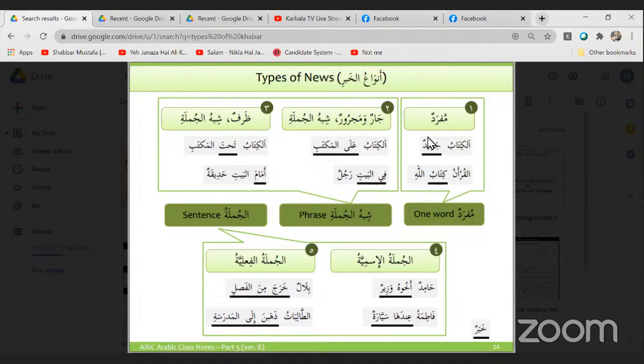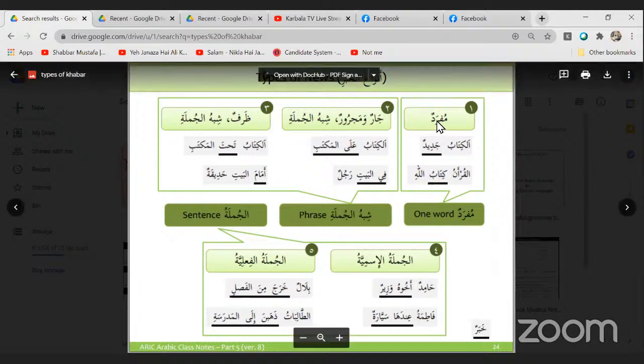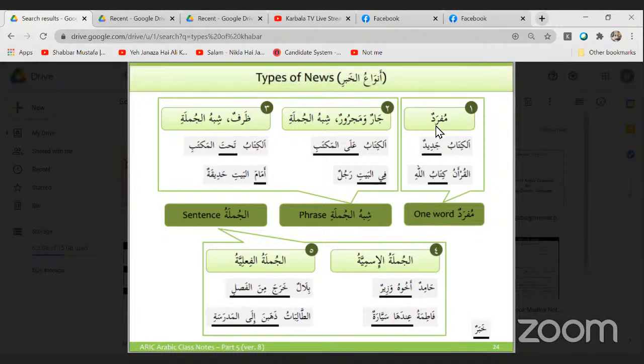So here, the one word, jadidun, is new. And even the mudaf and mudaf ilayhi is also classified as one word. You need to remember this point. So one word can either be one single word, or even mudaf, mudaf ilayhi is also in syntax classified as one word. So mufrad means a single word, because in syntax it talks about sentence constructions.